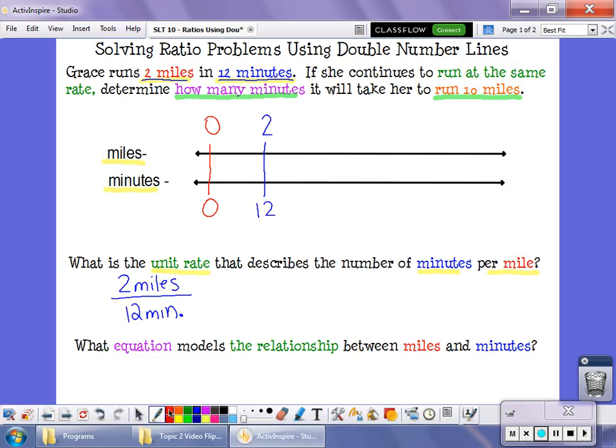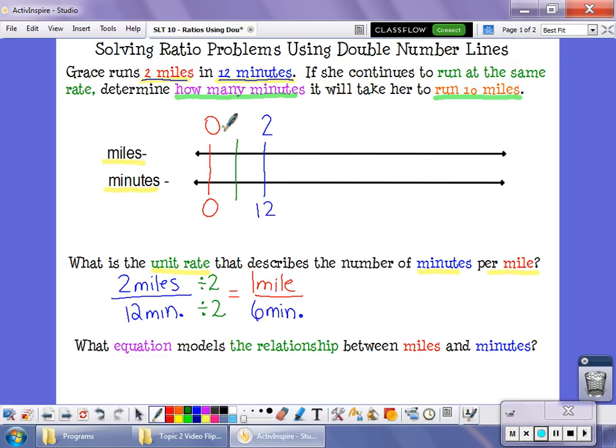And we think about, okay, we don't want 2 miles, we want to know how long it takes for 1 mile. And what we would do is figure out, okay, to go from 2 miles to 1 mile, divide by 2. If I divide my numerator by 2, I need to divide my denominator by 2. So 12 minutes divided by 2 gives me 6 minutes, which means it takes her 6 minutes to run 1 mile.